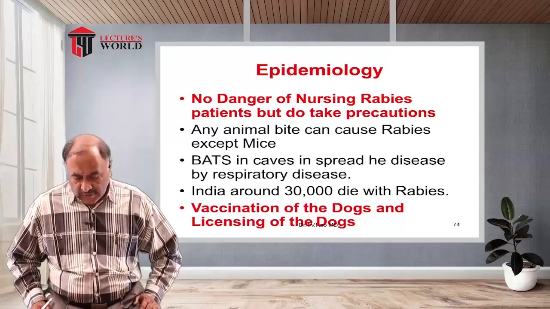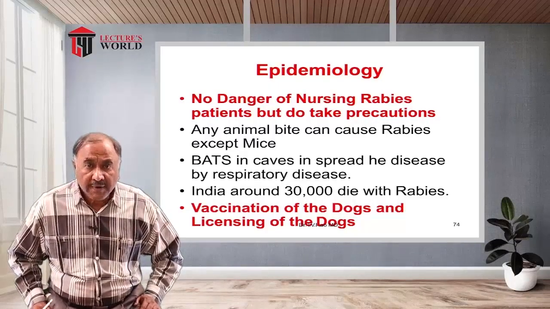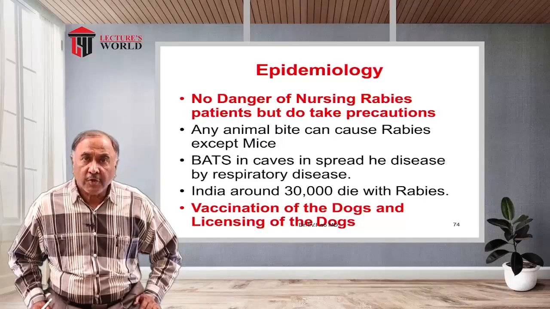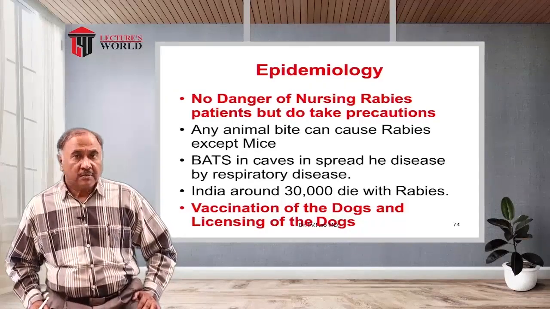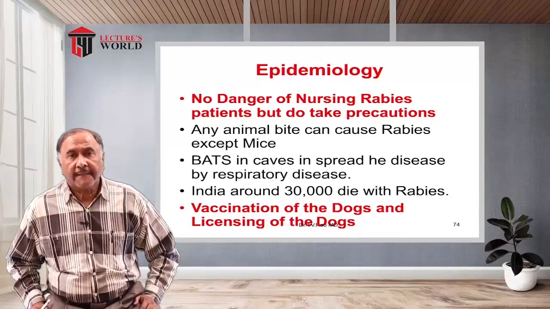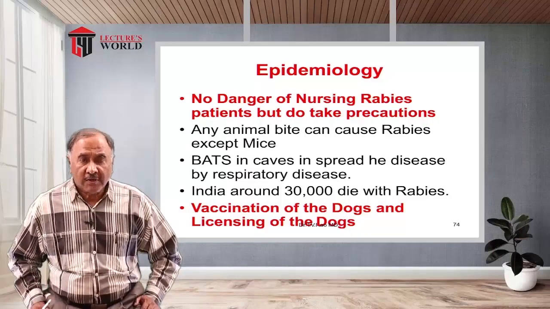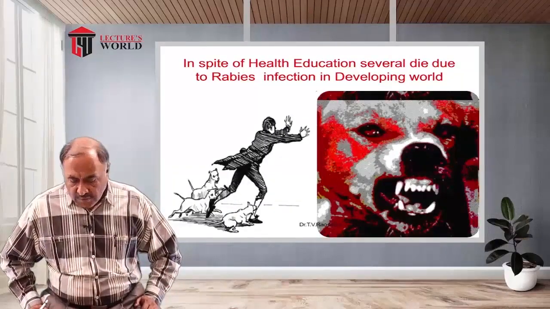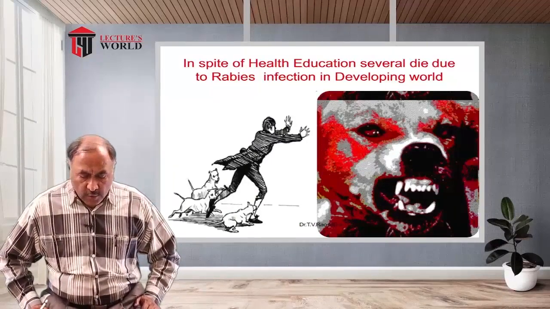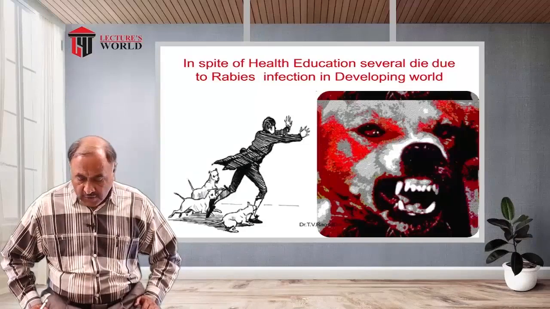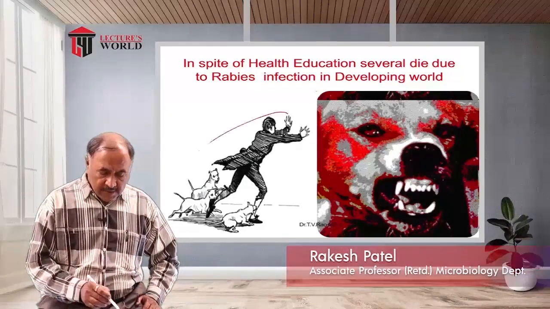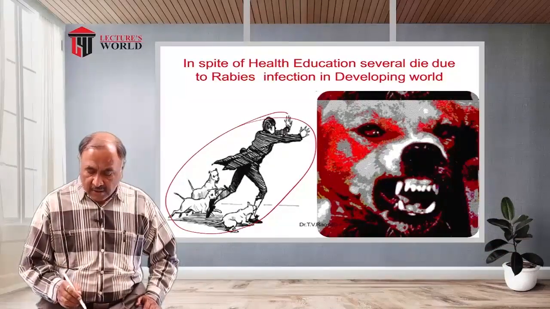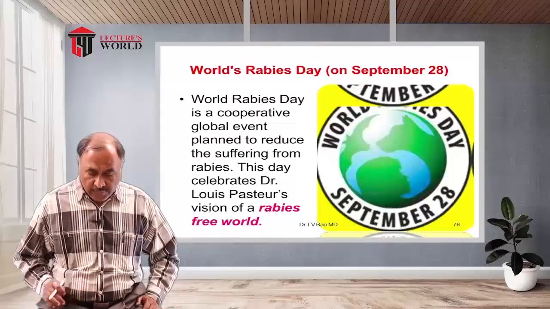In India, approximately 30,000 people die of rabies every year. The rate is slowly dropping due to vaccination as well as urbanization programs. In spite of health education, several individuals die due to rabies infection in the developing world. This is the typical diagram where a person is being attacked by dogs. This is a rabid, ferocious dog, which is shown here.